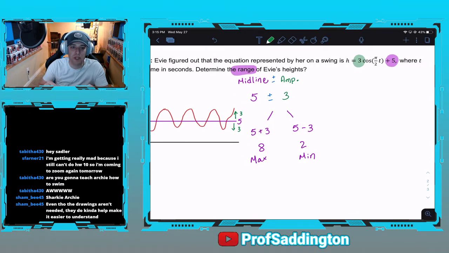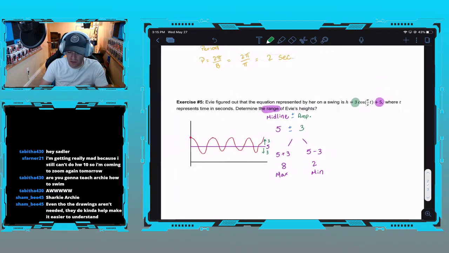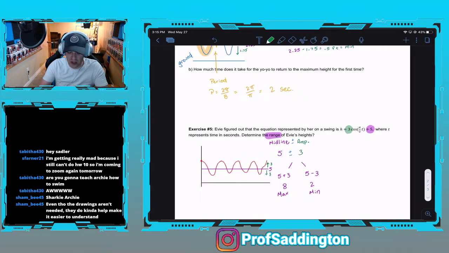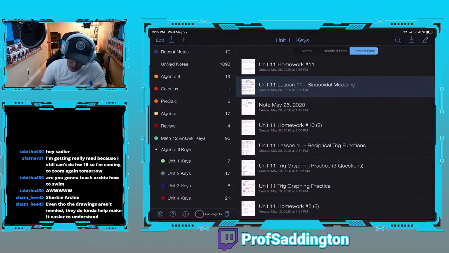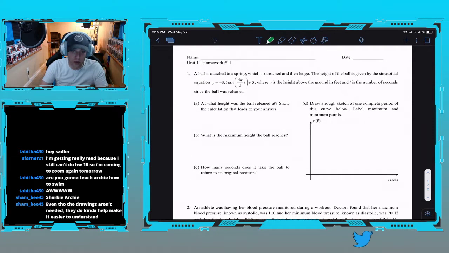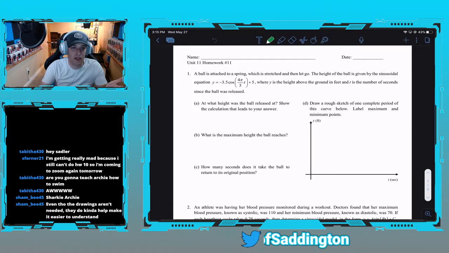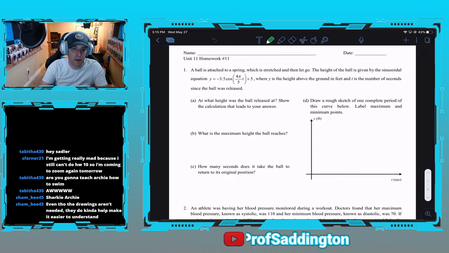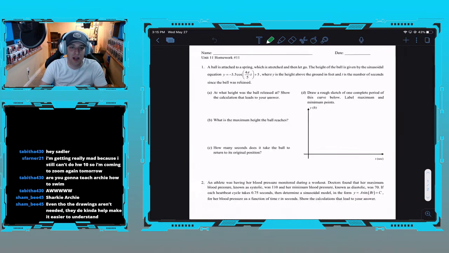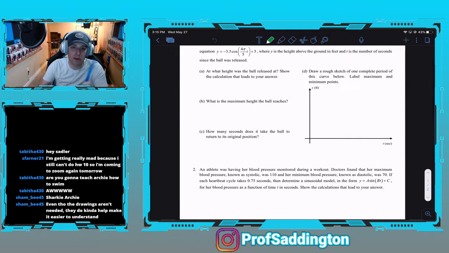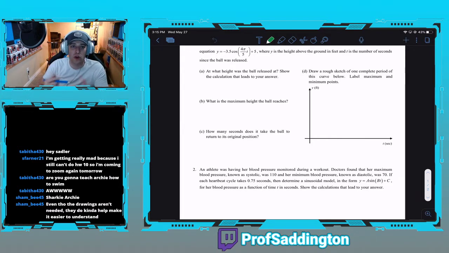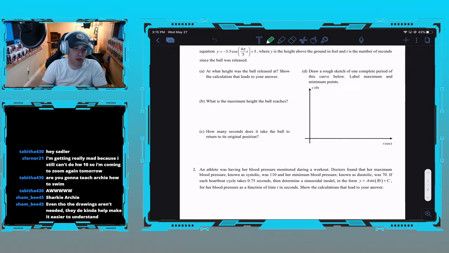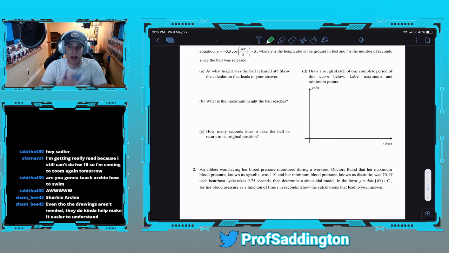Okay? So that's all I got for you guys. Finding the range should help you out, as well as finding the period, for tonight's homework, which is Unit 11, homework number 11. So the first one is kind of going through all that, finding the maximum height, finding how many seconds. Number 2, you'll see minimum and maximum. It's telling you what the range is. It wants you to find the equation. So go through those. If you have trouble, that's okay. Don't be afraid to ask. I'm here. And that is the last new thing.